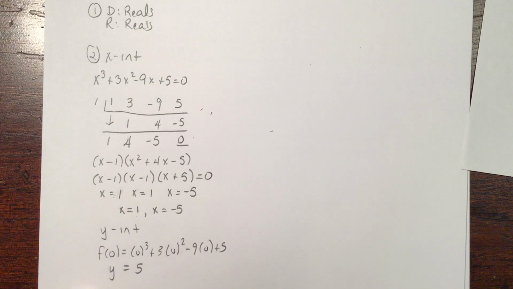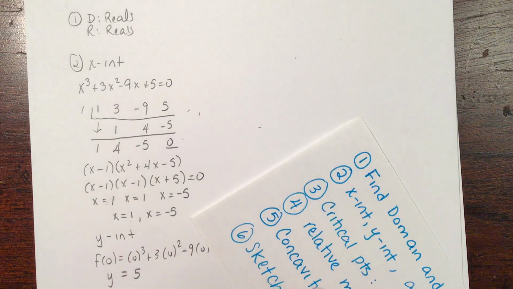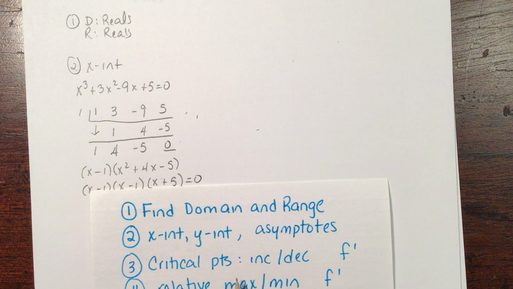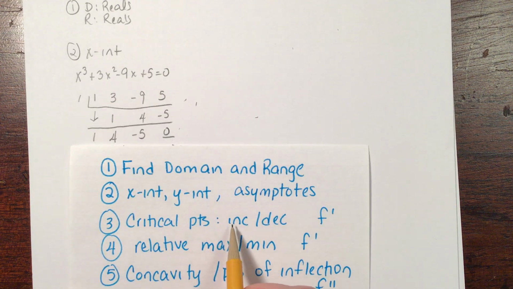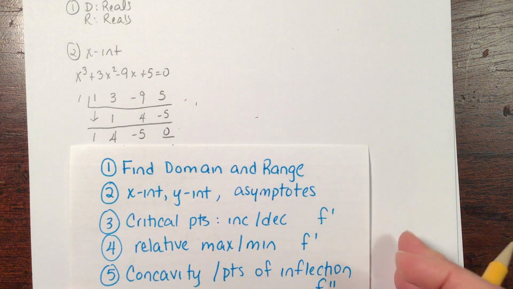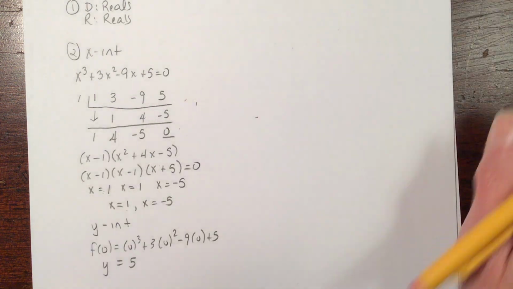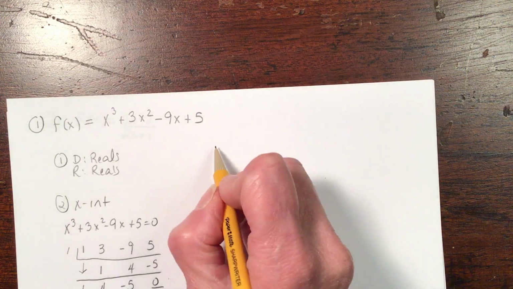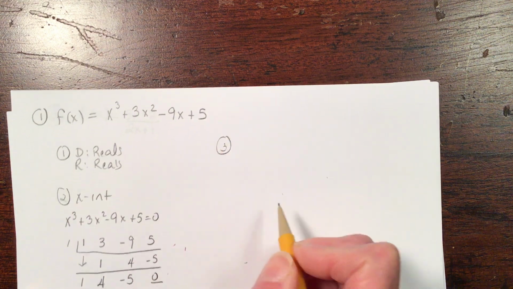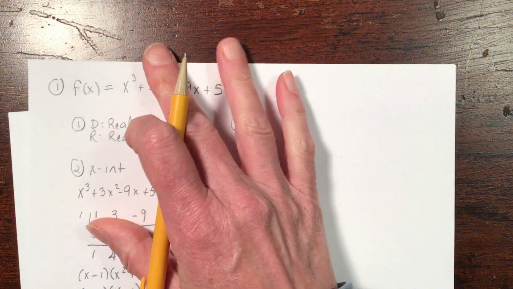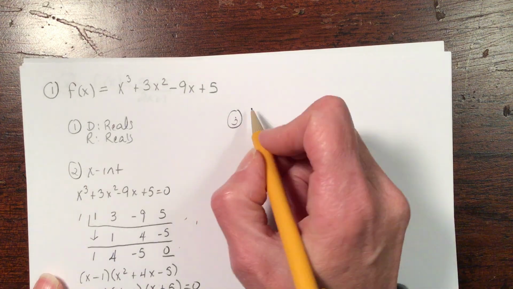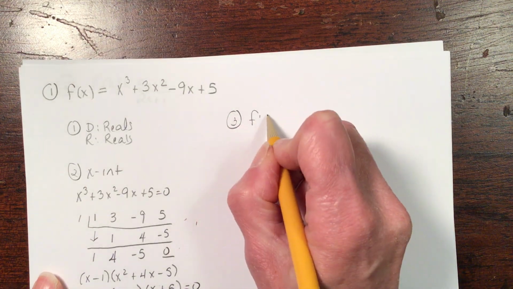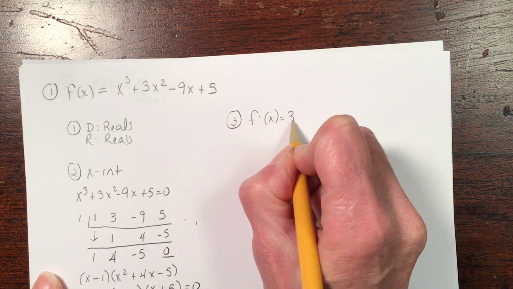The next thing we're going to do is we're going to talk about finding the critical points and identifying the intervals where the function is increasing and decreasing. And we're also going to identify any relative maximum or minimum values. So to get the critical values, I have to go back up to my function and take the derivative. Since it's a polynomial, it's real easy.